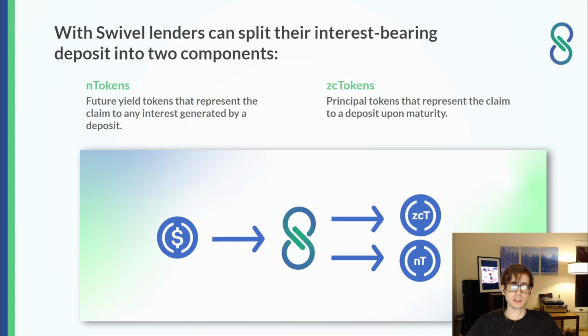And this sort of design is actually pretty flexible because users can either sell their NUSDC immediately to get a fixed yield, or alternatively, another user could potentially buy that ZC USDC off of them, and that user would be getting a fixed yield because this ZC USDC would appreciate towards par upon maturity.